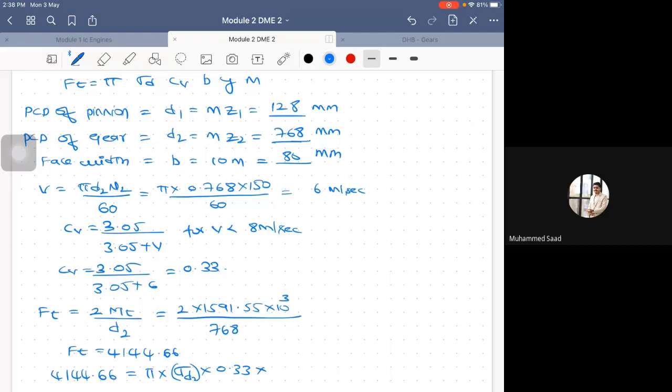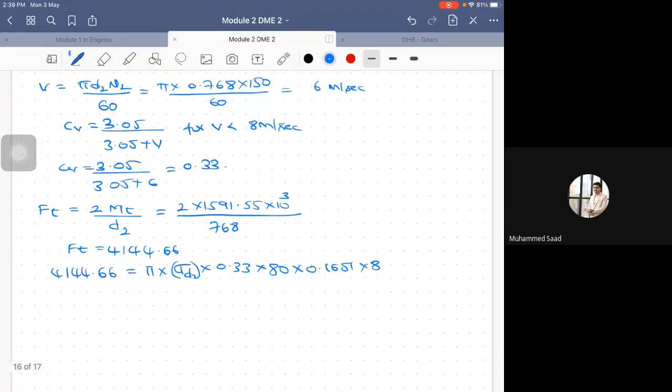that is 80, cross Y value, Y1, we have to take it from there. 0.1651, cross m value, which we have selected as 8. From this, sigma d2, whatever value you get, has to be less than 55 megapascal. So that is our target. That is what we are checking for.